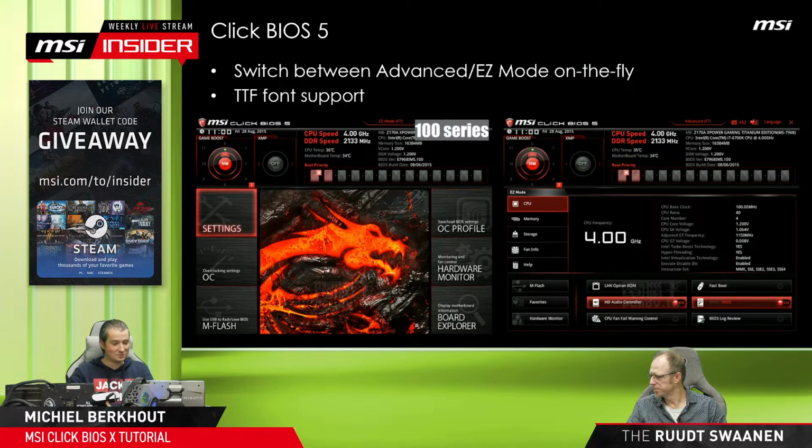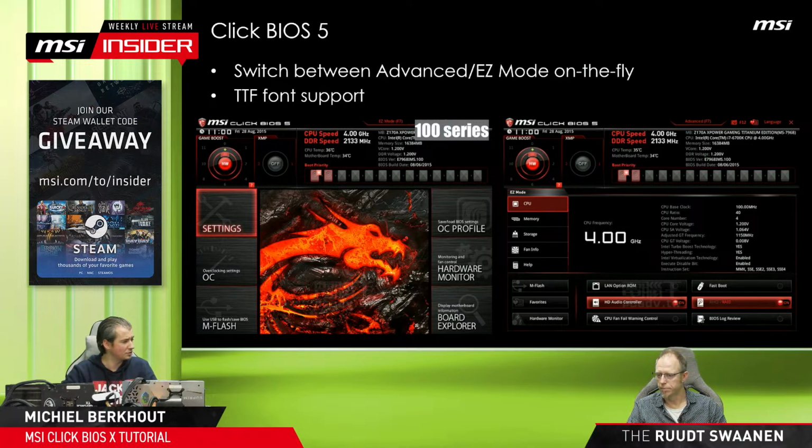Let's start with the easy mode on our new BIOS version. So today we have two systems in front of me. One is Intel based, on an MAG Z890 Tomahawk Wi-Fi motherboard. The other one is an AMD based system, on an MPG X870E Carbon Wi-Fi motherboard.